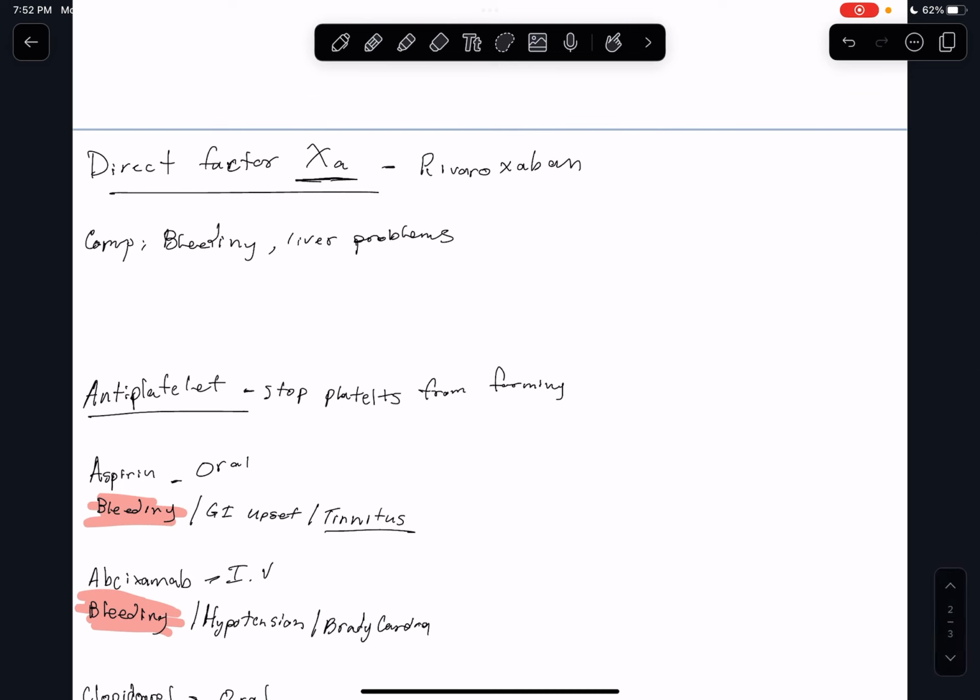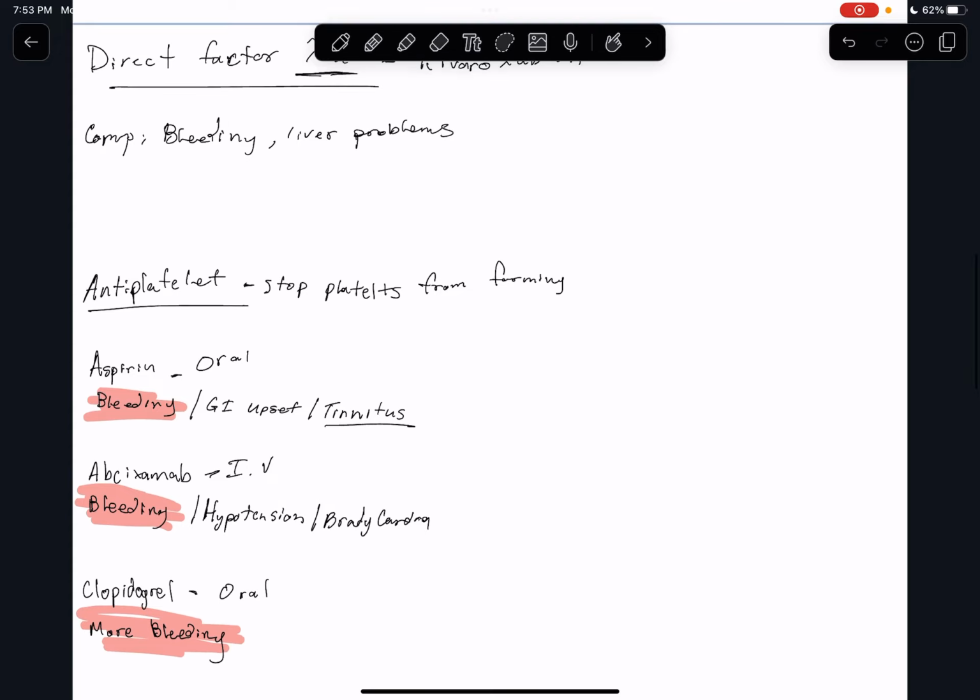Factor X. I don't know necessarily if you need to know about Factor X, but a direct factor Xa inhibitor is another clotting cascade. Factor X is a clotting cascade, and this drug called rivaroxaban acts against Factor X. It does the same thing as the other stuff, but instead of people having clotting problems because of their platelets, they're having problems with Factor X, so we're giving this to them, okay? Complications: bleeding, liver problems, don't mix with other drugs, monitor for bleeding. I'm not going into detail about that.